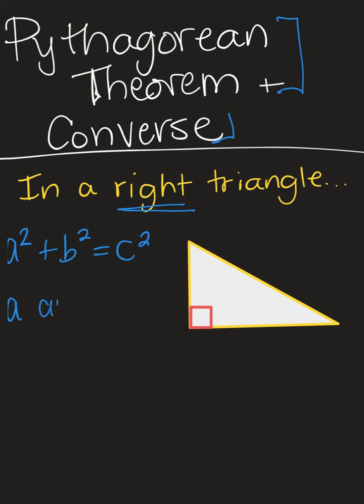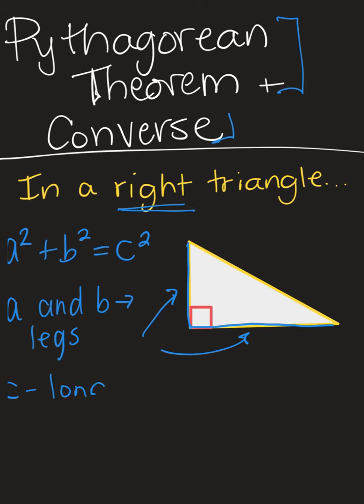A and b represent legs of a triangle. Now, legs are these two sides here that are shorter that make up this right angle, okay? They're the shorter sides of the triangle no matter what. Side C is always the longest side, always.